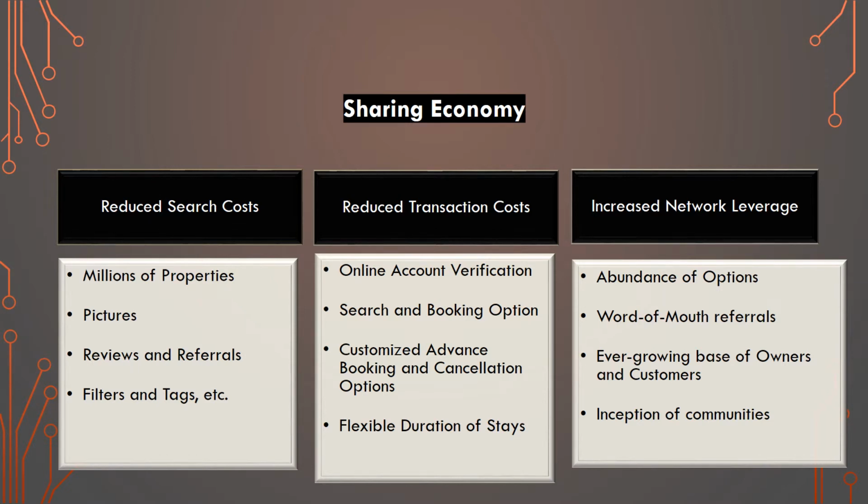Airbnb, being a network orchestrator, it is important to understand if it addresses the three main topics of a sharing economy. If it reduces search cost, which it certainly does, by providing millions of options on the same website with the help of pictures and reviews and referrals, it reduces the search cost significantly.